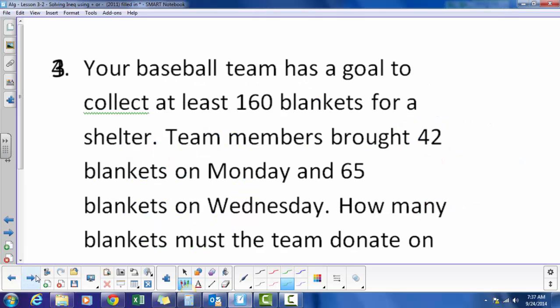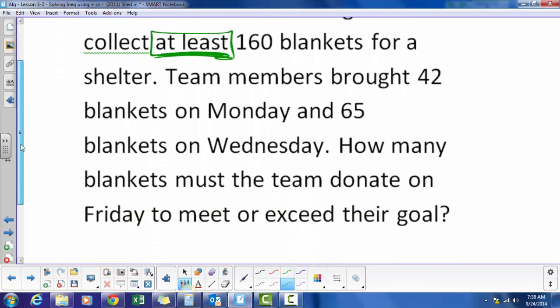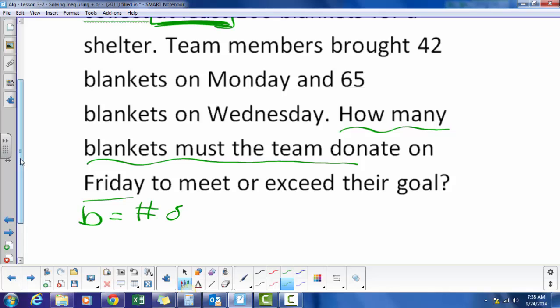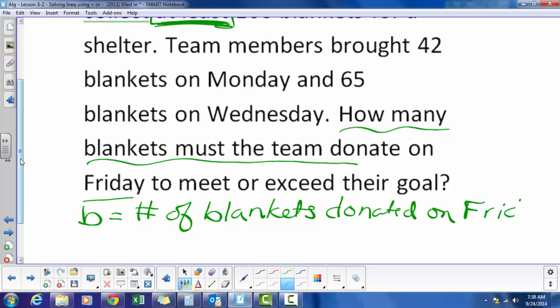Okay, last example. Your baseball team has a goal to collect at least 160 blankets. At least. We talked about this word yesterday. Team members brought 42 blankets on Monday and 65 blankets on Wednesday. How many blankets must the team donate on Friday? That looks like our variable. B is the number of blankets donated on Friday. That's our variable.